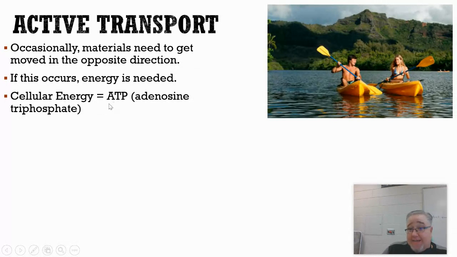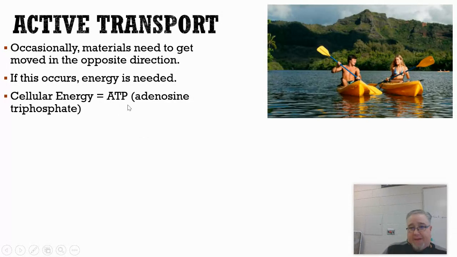Cellular energy is called ATP, right? It's also known as adenosine triphosphate. That's kind of the scientific name for it. But just remember those three letters. All right, ATP, it's cellular gasoline. I kind of refer to it that way.